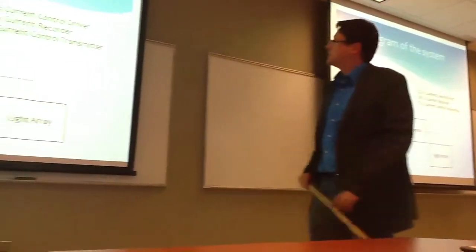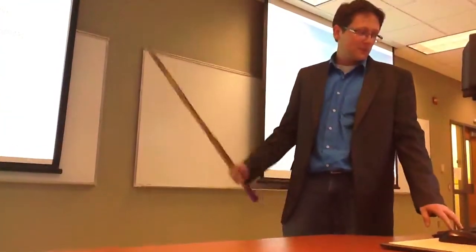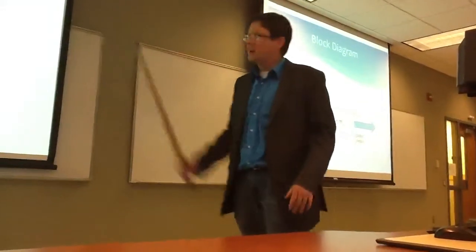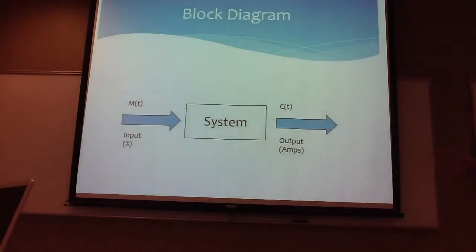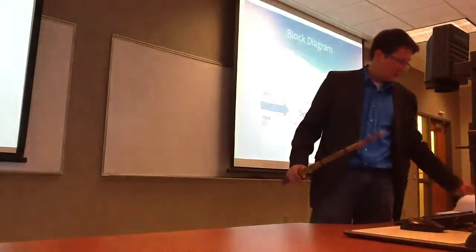Here's our system. You just saw it in Will and Trent's presentation, so I won't spend too much time lingering on this. Our system block diagram: again, our manipulated variable is our input percent, and then output is our control variable, which is in amps.